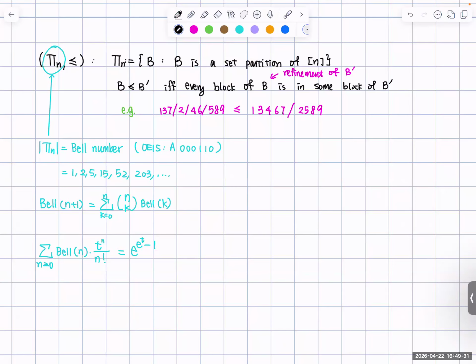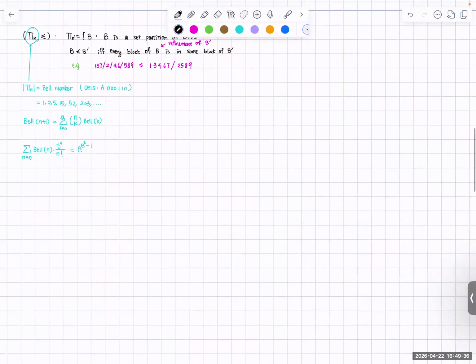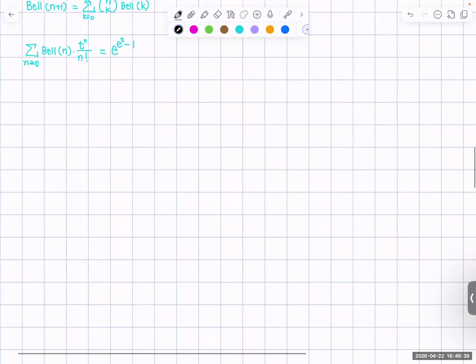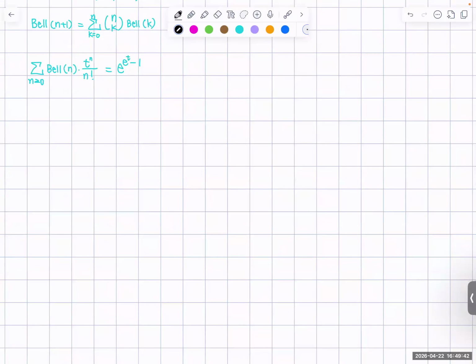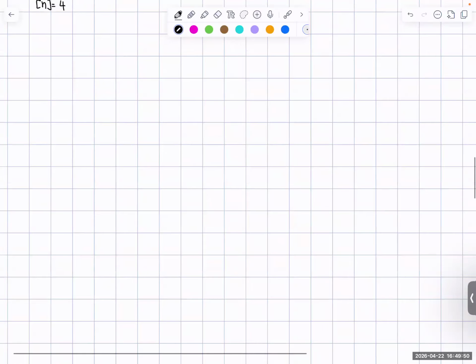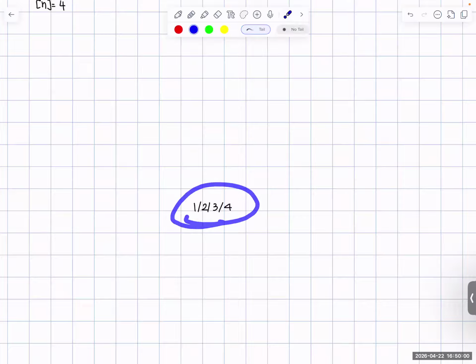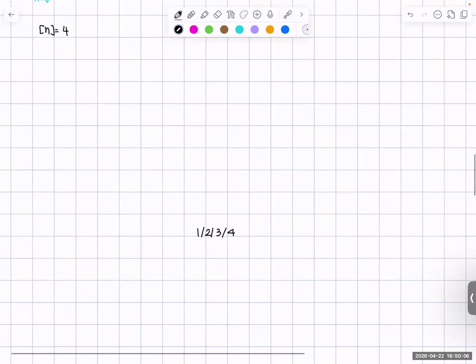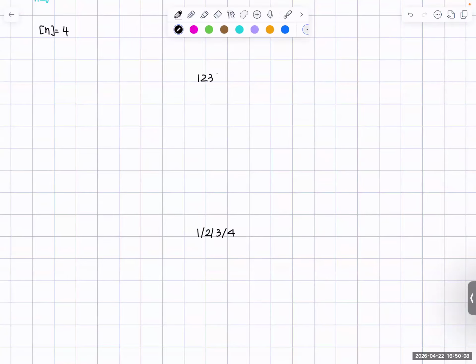So now let's draw an example of it. Let's try to do n equals 4. If you're watching the video, I would highly recommend you to actually do it on paper by yourself. For example, if I start with 1, 2, 3, 4, that's the most refined one. So that is the lowest one. And you can tell the highest one would be just the block 1, 2, 3, 4.